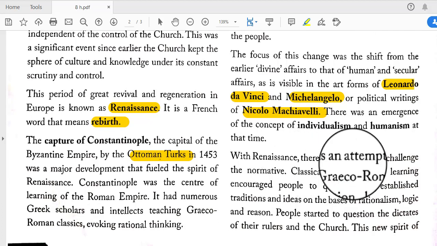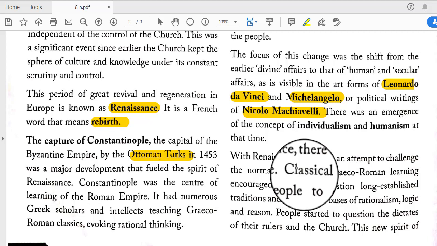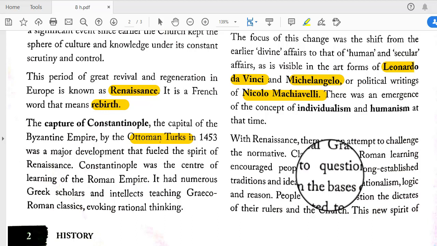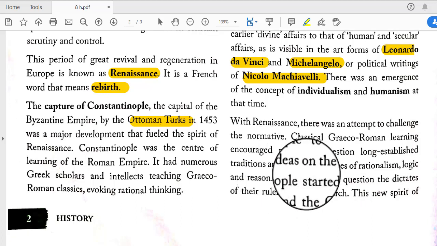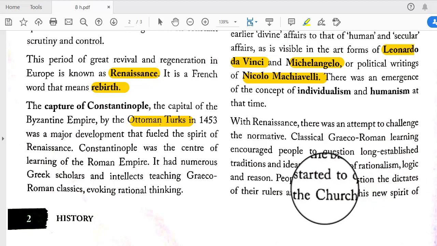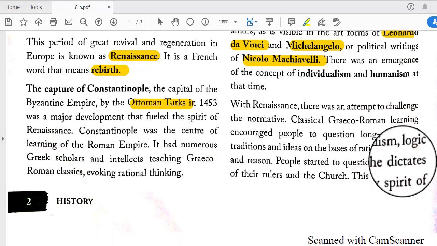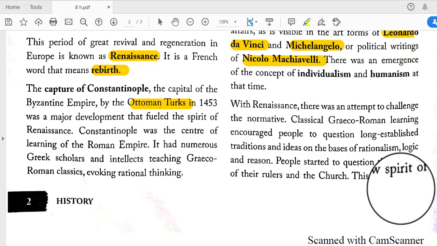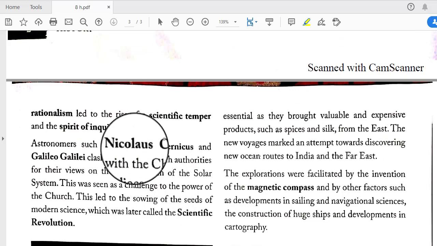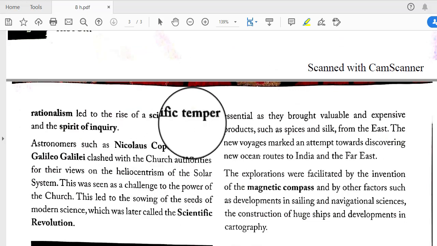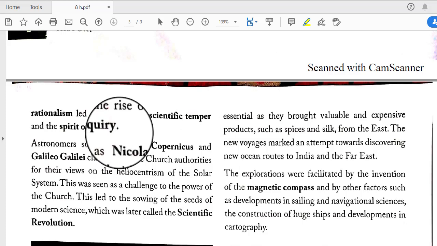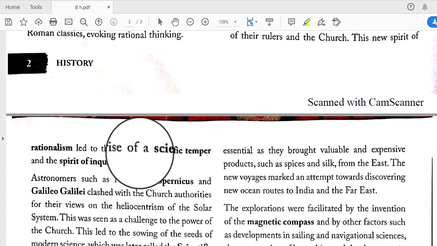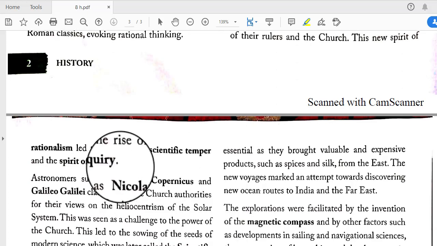With Renaissance, there was an attempt to challenge the normative. Classical Greco-Roman learning encouraged people to question long-established traditions and ideas on the basis of rationalism, logic and reason, and people started to question the dictates of their rulers and the church. This new spirit of rationalism led to the rise of scientific temper and the spirit of inquiry. So the concept of rationalism evolved, with the rise of scientific temper and spirit of inquiry.